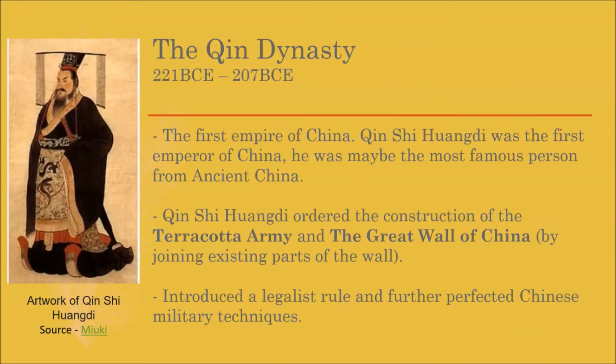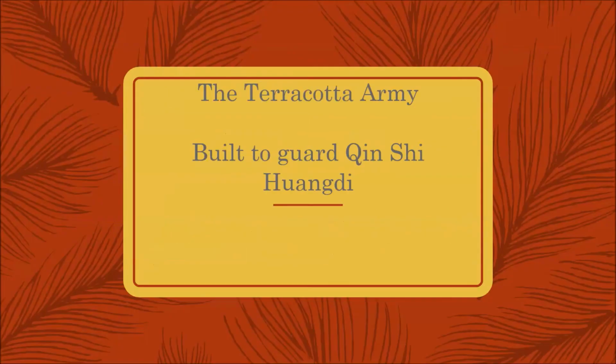Next up was the Qin Dynasty. So the Qin Dynasty was the first empire of China under a united empire, united by Qin Shi Huangdi after the Warring States period. So Qin Shi Huangdi was the first emperor of China. He was maybe the most famous person from ancient China. Qin Shi Huangdi ordered the construction of the Terracotta Army and the Great Wall of China by joining existing parts of the wall. He introduced a legalist rule and further perfected Chinese military techniques.